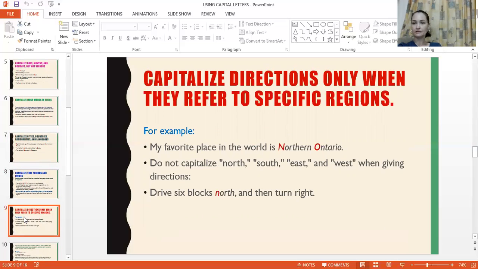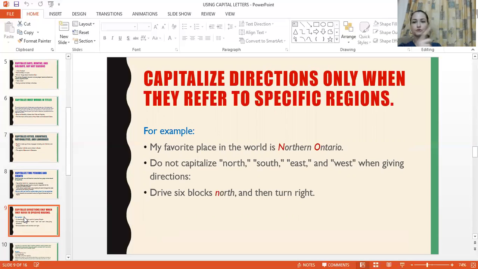Directions. Here we're talking about compass directions: west, east, northern, north, eastern, east, and so on. Capitalize them only when they refer to particular specific regions. When you say Northern Ontario or Southern California, or Northern England, then yes, capitalize them.